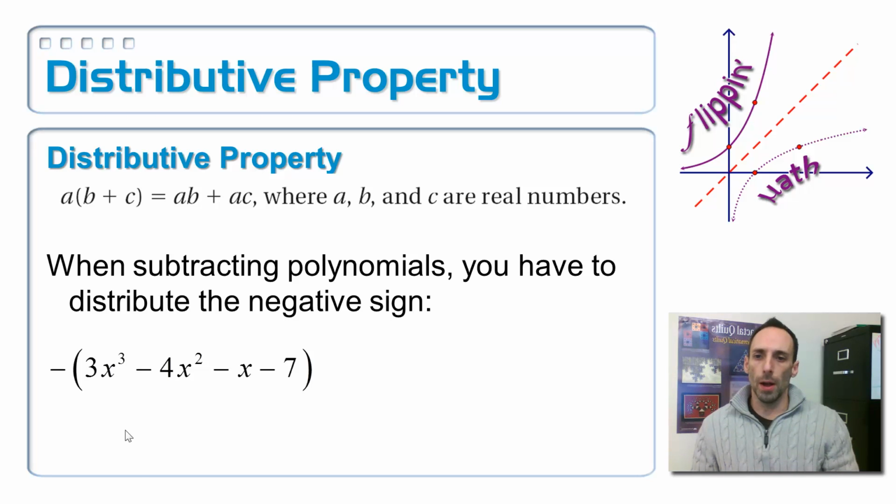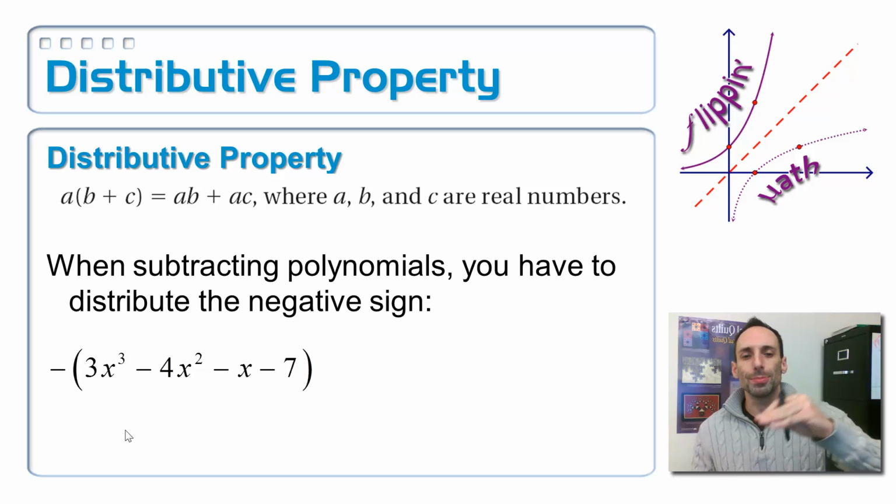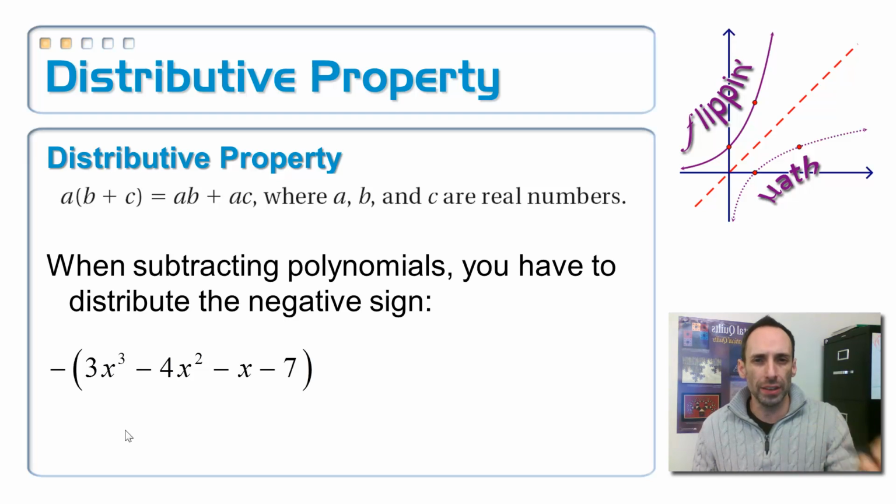Okay. So the next thing is distributive property. I want to talk about the distributive property just a little bit because whenever you subtract polynomials, you're always distributing a negative. Basically what you do is you turn a subtraction into adding a negative. You turn it into an addition problem.